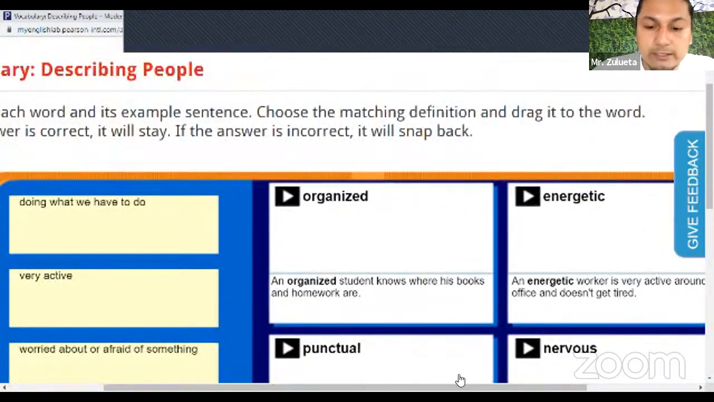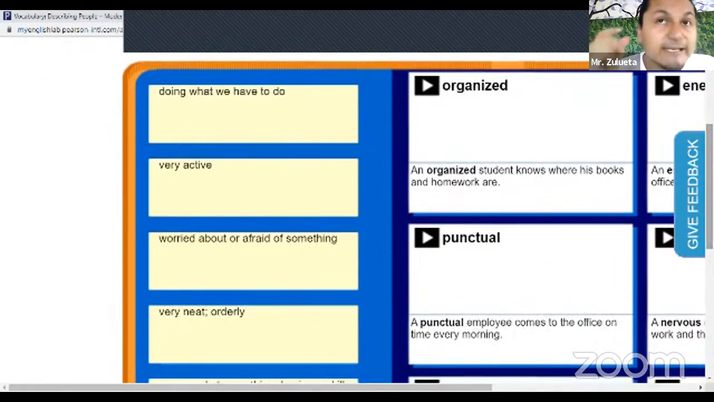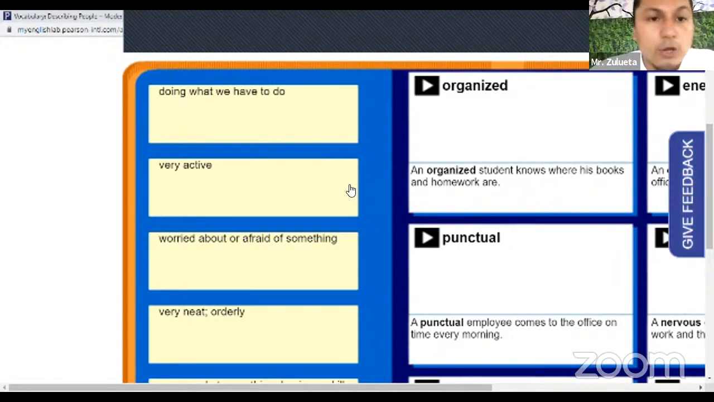I am going to read these definitions, and once you have an idea of the correct word, adjective, just shout it out loud. Solo lo dices, lo gritas, okay? So it's not a competition, but basically a quick activation activity. So, doing what we have to do. What would that be? Doing what we have to do.